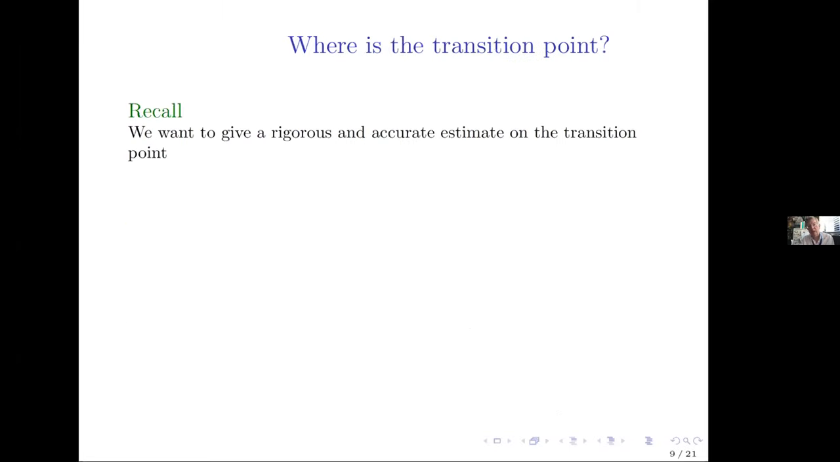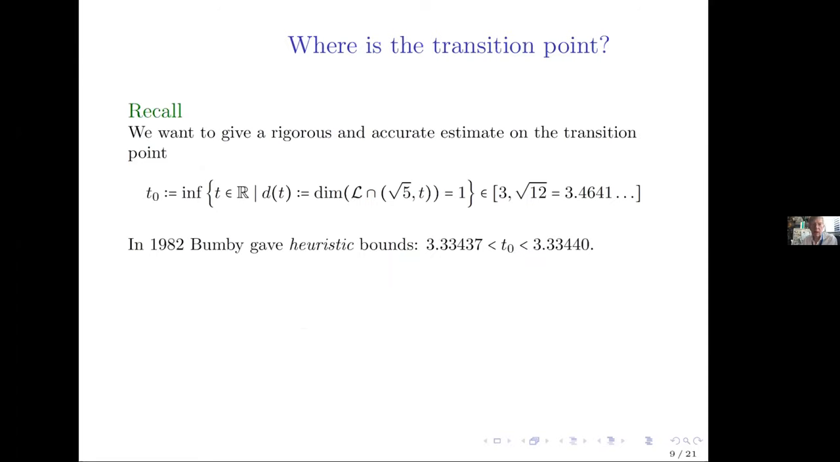Okay, and here is probably the definition again of what we want to do. And there were some known heuristic bounds. So there was a bound due to the wonderfully named Bumby, who showed that this value of t0 actually should lie in some particular interval. And he had a heuristic argument, which means it was non-rigorous. And as you can see, it's to 3 significant figures, maybe 4 significant figures, 3 decimal places. And we wanted to convert this into a rigorous, stronger estimate.